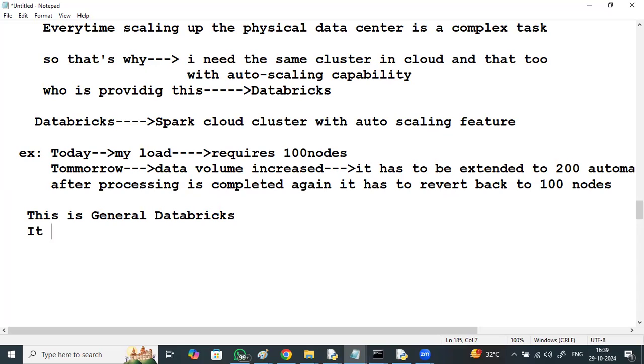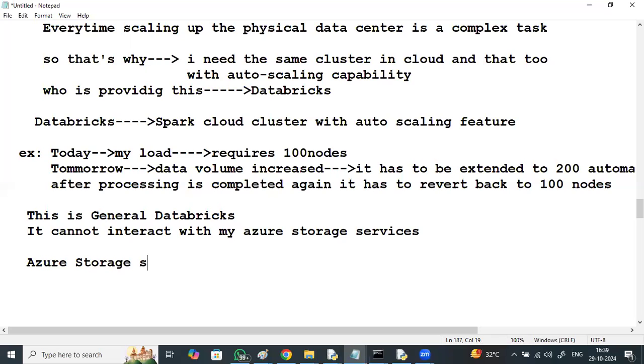It cannot interact with Azure Storage Services. Azure Storage Services are what? Azure Storage Services are Azure SQL, Azure Data Lake, Azure Synapse.